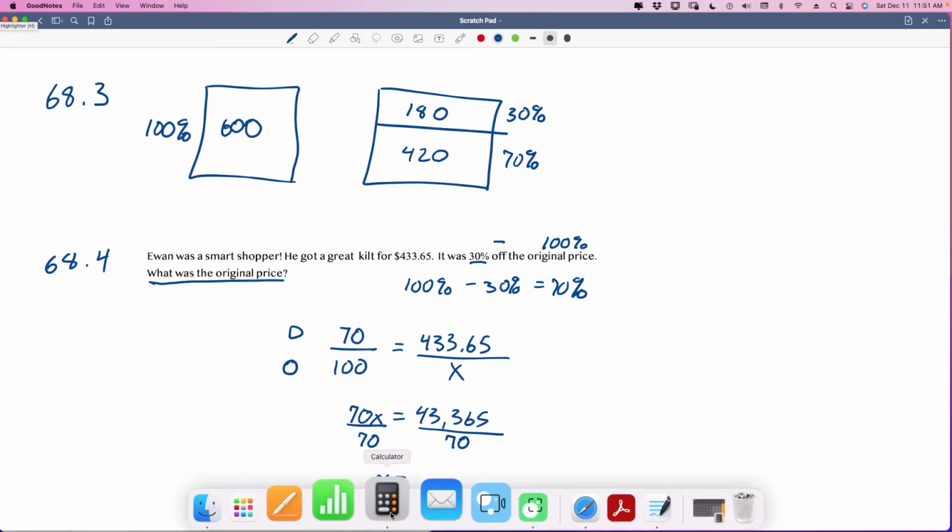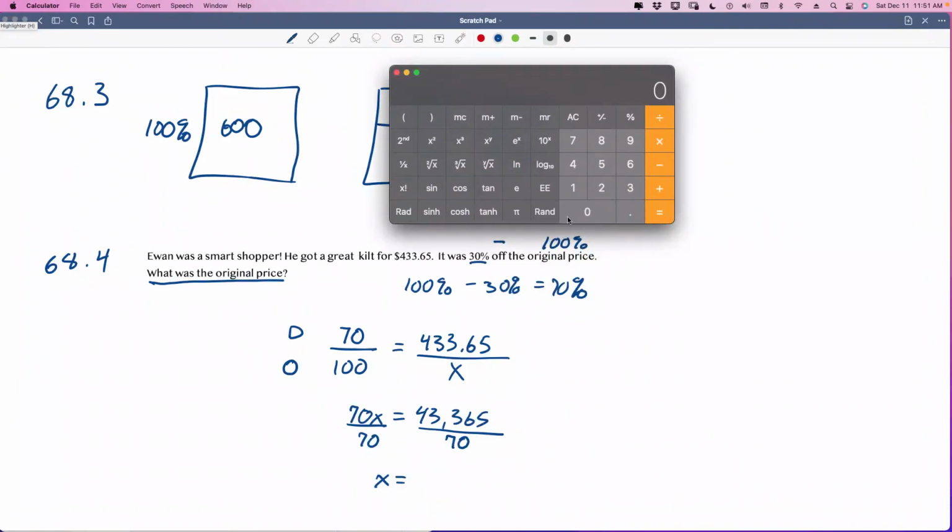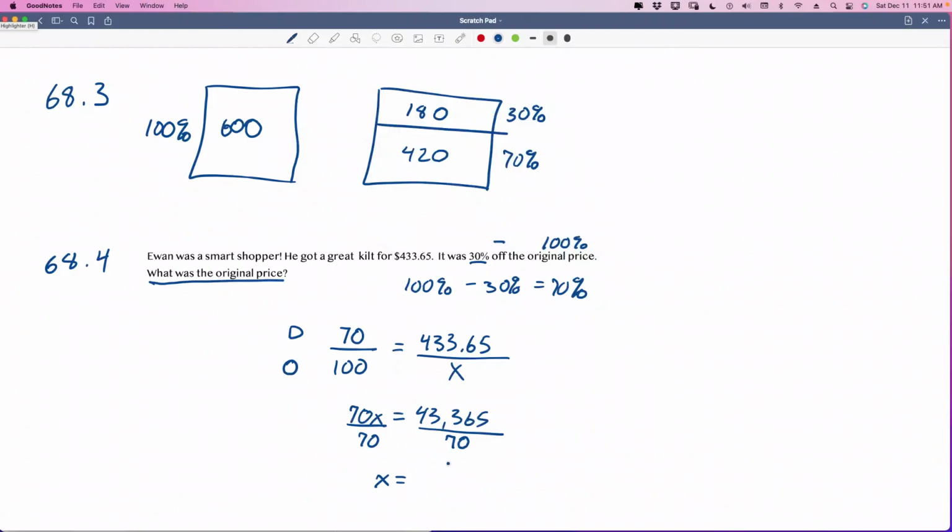So now I'm going to use my handy dandy calculator and say 43365 divided by 70 equals $619.50. And I just converted that into money. It was 619.5. We know money has 2 decimal places because there's 100 cents, right? Put the dollar sign on there. The original price was $619.50. So he did get a good deal, and that's perfectly fine.